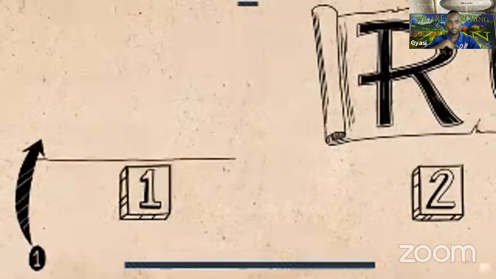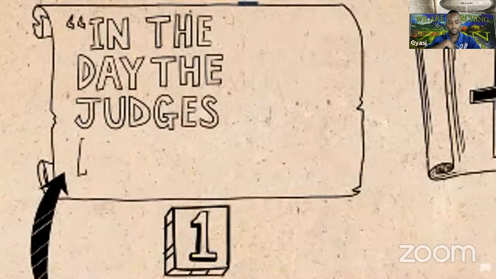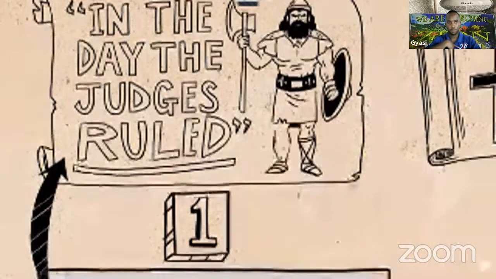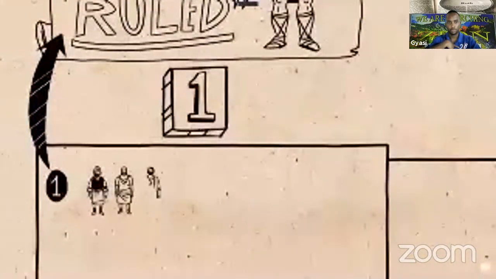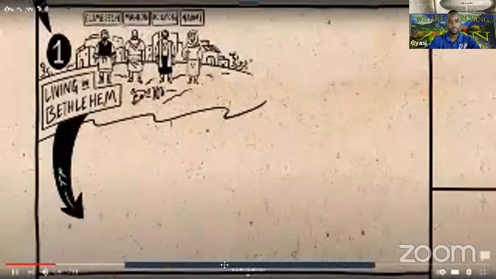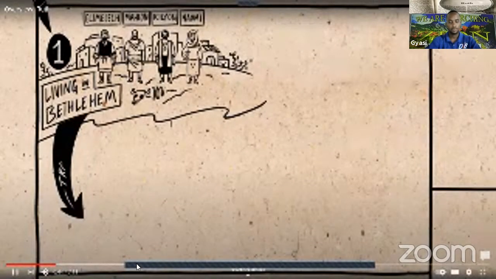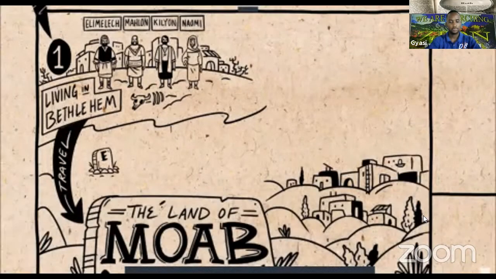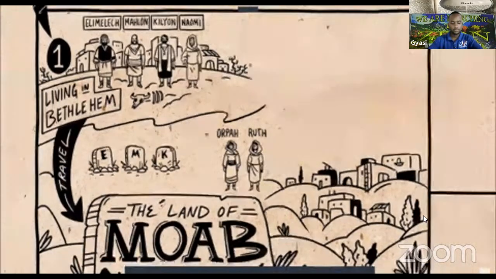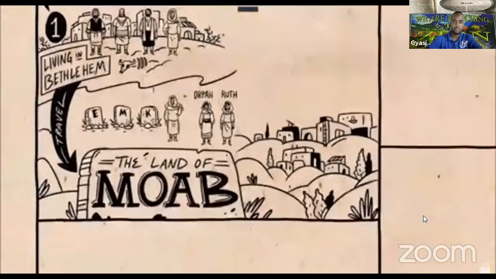Chapter 1 opens with this line: "In the days when the judges ruled." And it reminds us of the very dark and difficult days from the book of Judges. And here we meet an Israelite family in Bethlehem, struggling to survive through a famine. And so, in search of food, they move on to the land of Moab, Israel's ancient enemy. And there the father of the family dies, and the sons marry 2 Moabite women, Ruth and Orpah. And then the sons, they die too. And so they leave only Naomi and these new daughters-in-law.